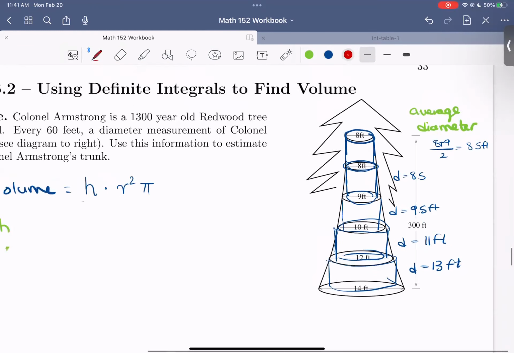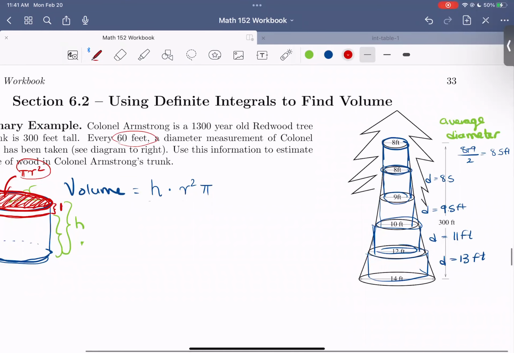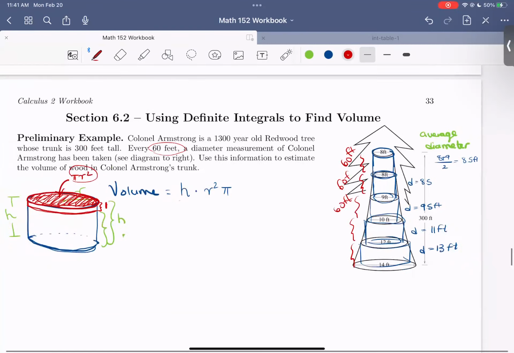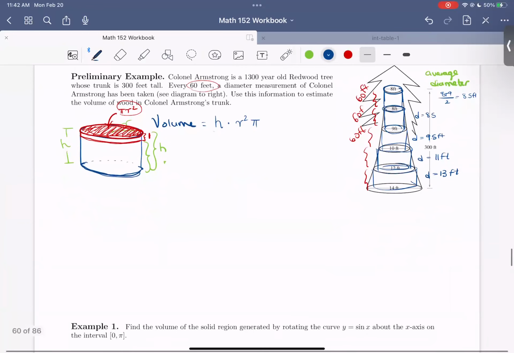And as we were told in the problem, these measurements were taken every 60 feet. So then the height of each cylinder would be 60 feet. Okay, 60, 60. So then to compute the volumes, we would just compute the volume of each cylinder. So we're going to go ahead and do that. So volume of all cylinders, we can just compute that as a large sum.